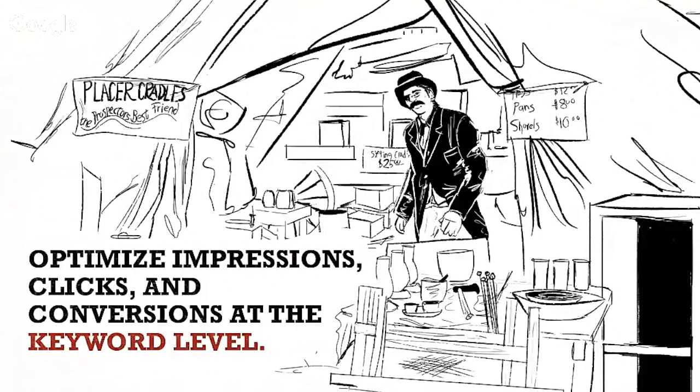Okay, we're going to optimize impressions, clicks, and conversions at the keyword level, right? So with that, we talk about optimization. The key to good optimization is keyword optimization. You can optimize campaigns and ad groups, but there's nothing to be won in a campaign optimization or an ad group optimization. You're not even in a place to pull any levers.